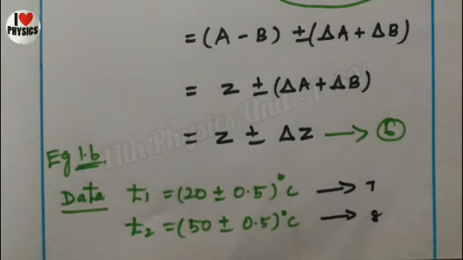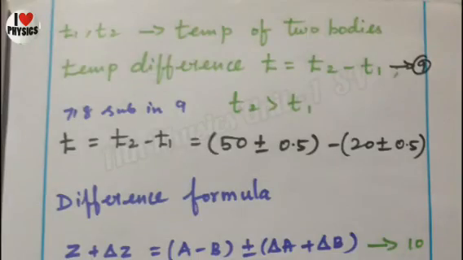Given data: T1 and T2 are temperatures. The first one, T1, equals 20 plus or minus 0.5 degree Celsius. This is equation number 7. And temperature T2 is 50 plus or minus 0.5 degree Celsius. This is equation number 8. T1 and T2 are the temperatures of two bodies. The temperature difference T is T2 minus T1, when T2 is greater than T1. This is equation number 9.